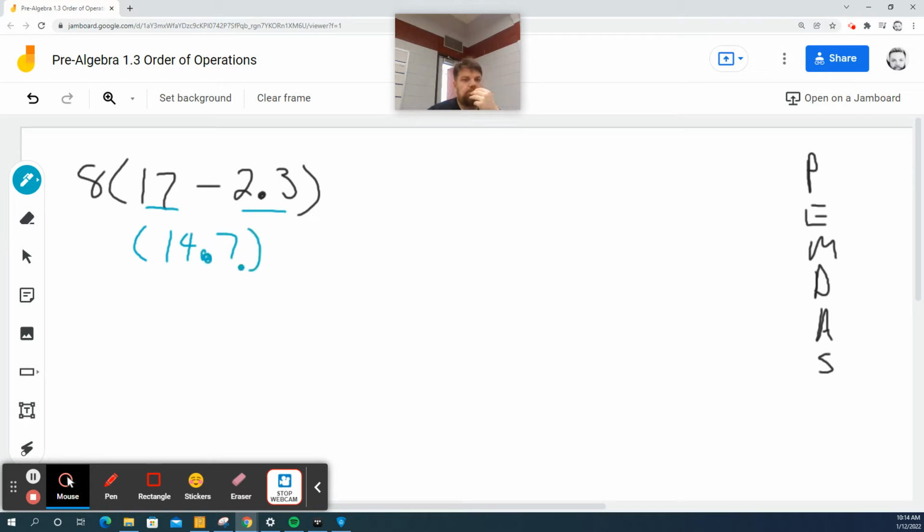But do I just get rid of the 8? No, that just stays right here. Now, when I have a number outside of something in parentheses, that really means to multiply. But before I multiply, I have to double check. Do I have any exponents? No. So the next step is multiply. That's what we have left to do. 8 times 14.7 ends up being 117.6.